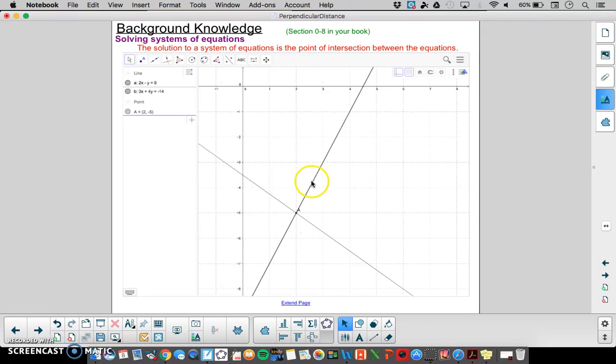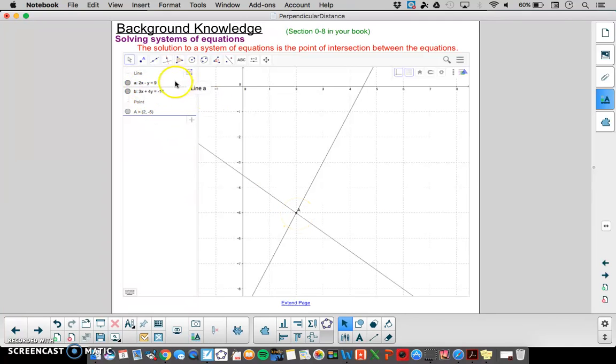So when we have two linear equations, or just any equations, the solution to that system is the point or points of intersection between those two equations. So here we have two lines, and we know two lines are going to intersect at a point. So the intersection there is going to be our solution.